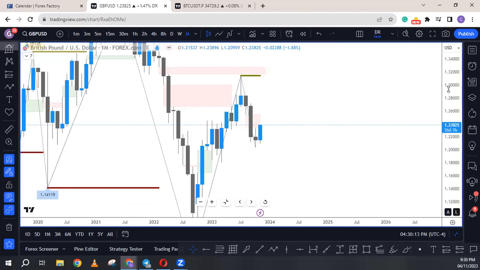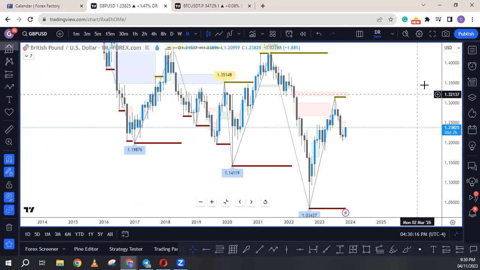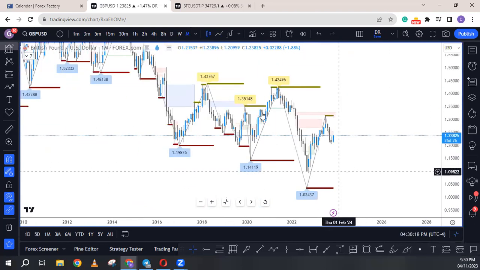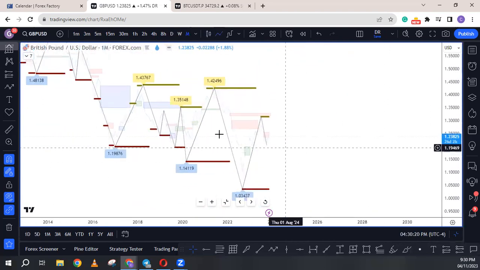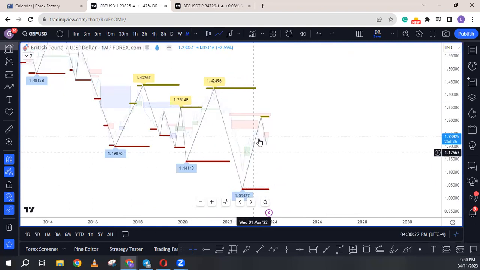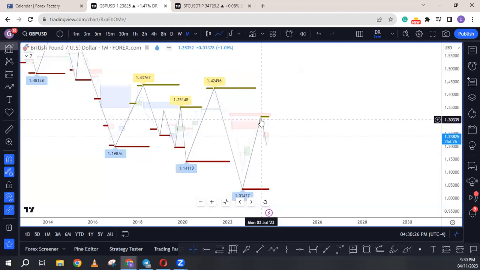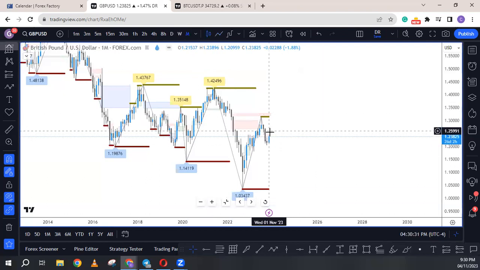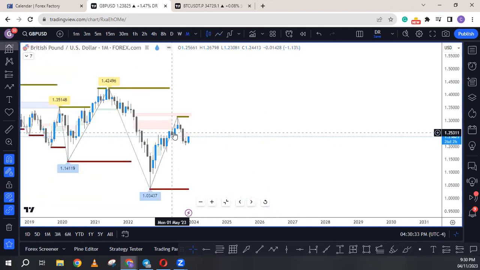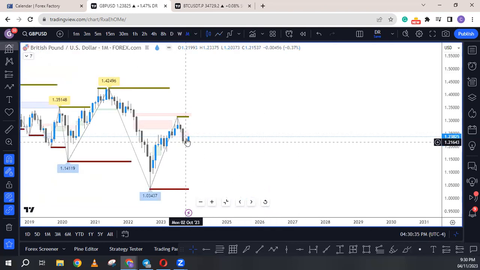If you look at it, let's zoom out a bit on the monthly. If we do this, you can see this is what we have. This is just a retracement after the break here, and price seems to be moving back down. But if you pull back the candles, you can see that it's starting a bit of a retracement. There's already a swing high here on the monthly.